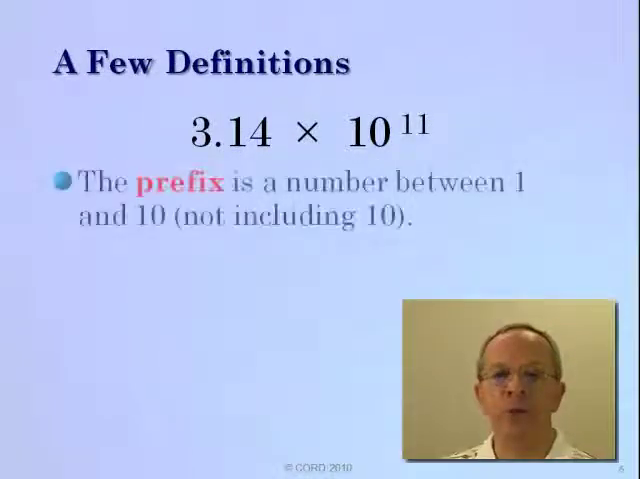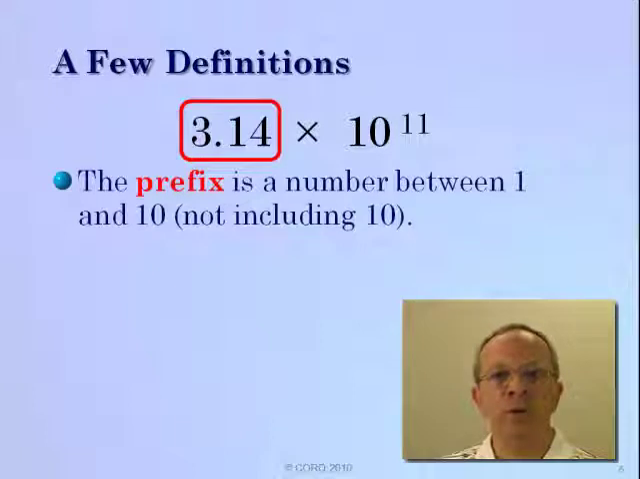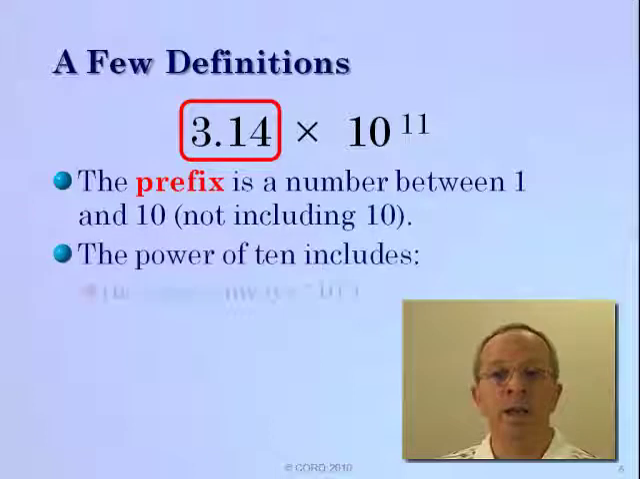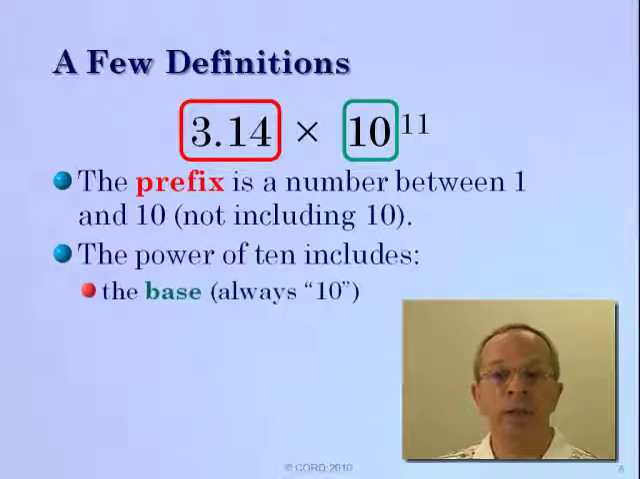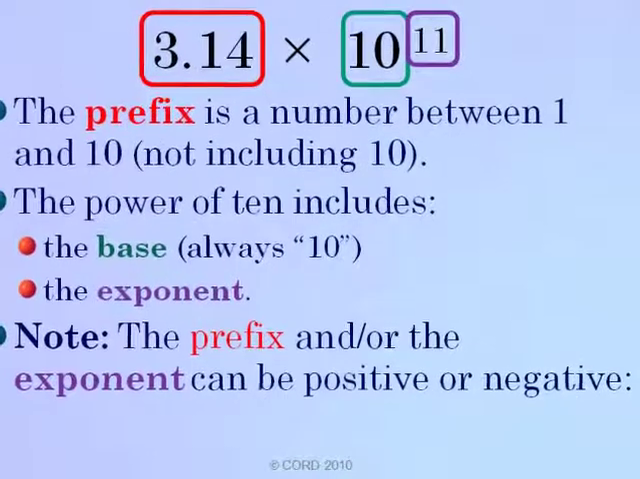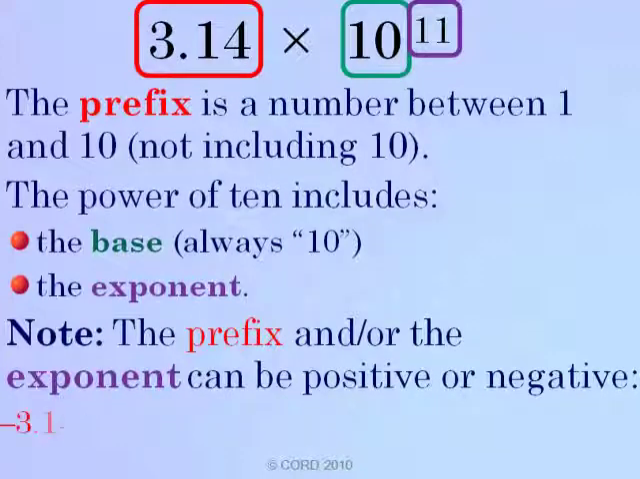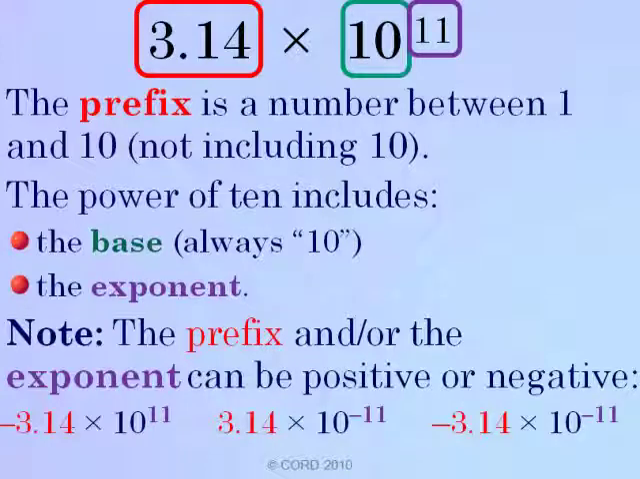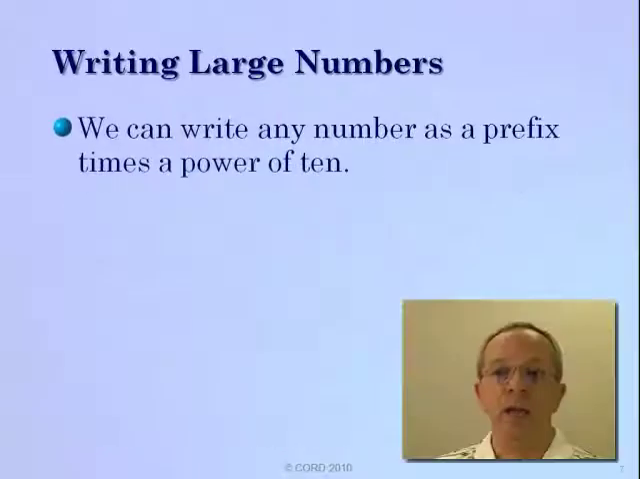So a few definitions and terms are important for us. Scientific notation is a prefix followed by a base and an exponent. The prefix is a number between 1 and 10, not including 10, followed by a power of 10, which is a base and an exponent. The base is always going to be 10 in scientific notation, and the exponent is that integer up in the top. The prefix and the exponent can always be positive or negative. So you could have negative 3.14 or positive 3.14. Or you could have 10 to the positive 11 or 10 to the negative 11, as you see in those examples here.